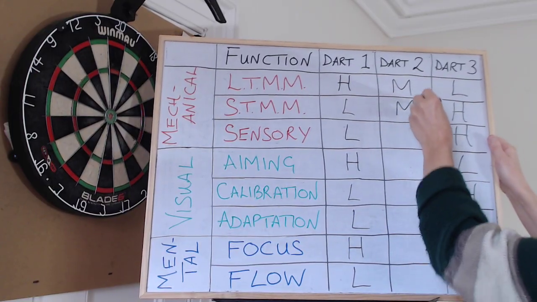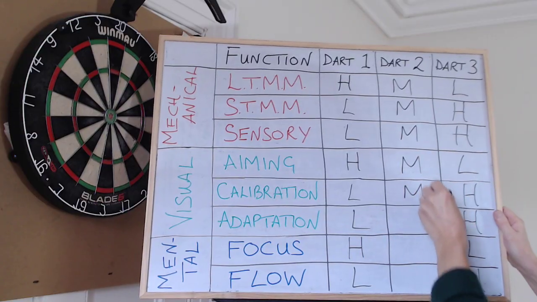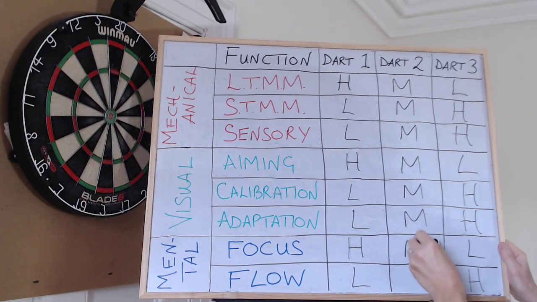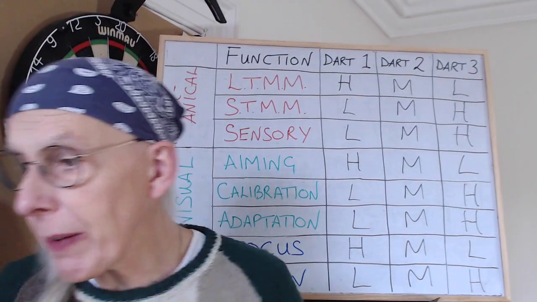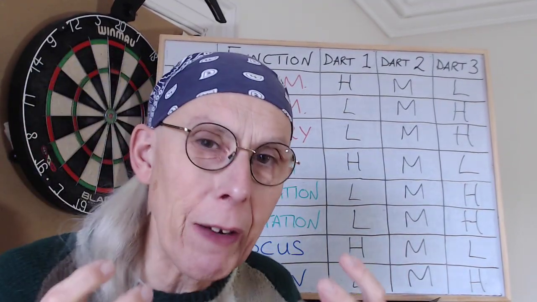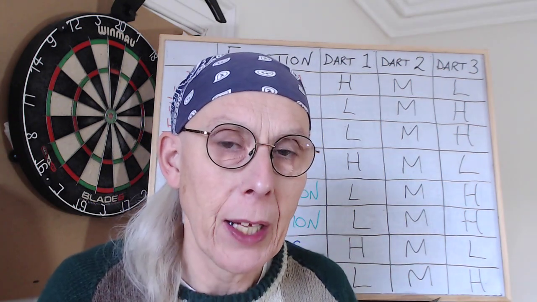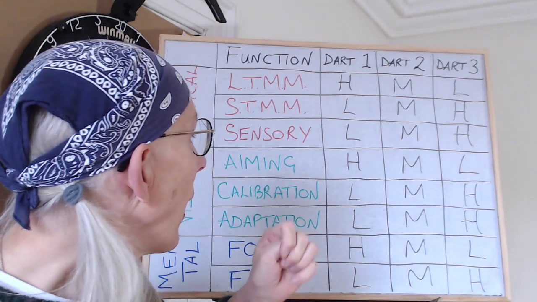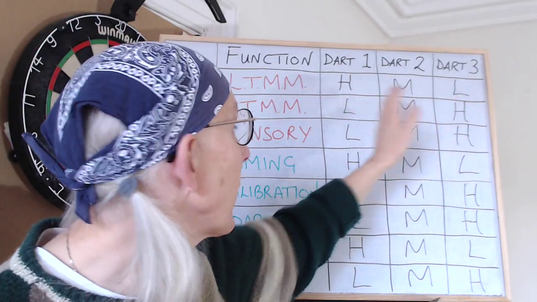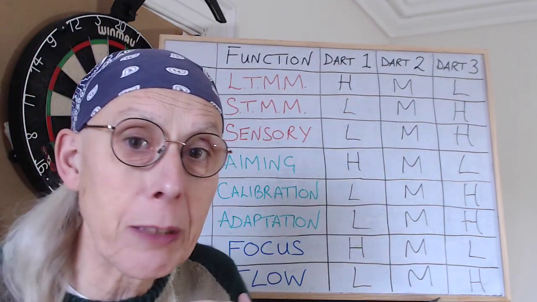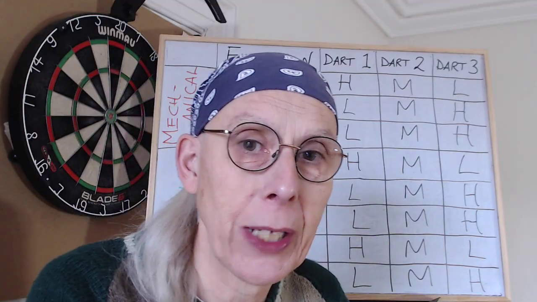And it seems like a cop-out, but I think what I mean by putting mediums here is that you can't make a generic statement about Dart 2. I think it's very dependent on each individual player. All right, some players will have a second dart that's more like the third dart, and some players will have a second dart that's more like the first dart. It really depends on timescales. How quickly do you enter into a flow state?